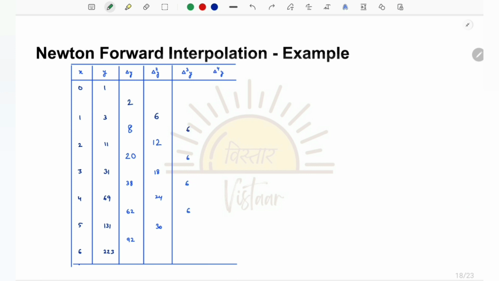Now we will calculate for delta raised to the power 4y. 6 minus 6 will be 0. Again 6 minus 6 will be 0. Again 6 minus 6 will be 0. As all the values are 0 in delta raised to the power 4y, we can stop finding the differences here. That means we don't have to calculate delta raised to the power 5y, as we have already obtained all zeros. So this is the final forward difference table.